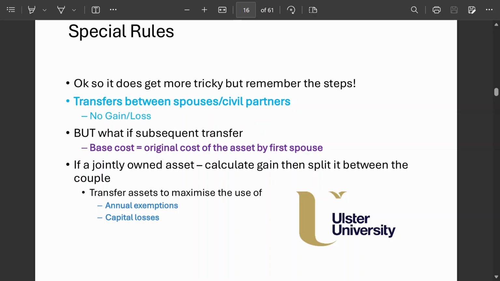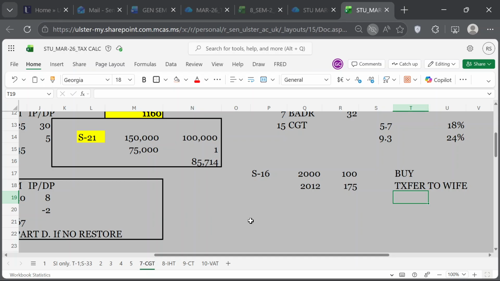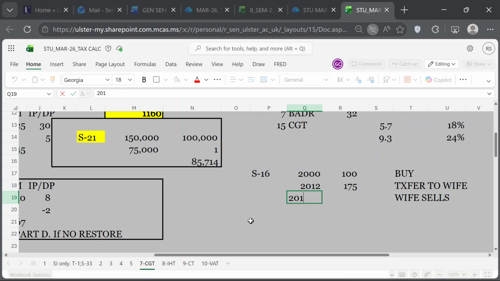Then what are we looking at later on? If there is a subsequent transfer, the wife sells, let's say in 2017. In 2017, the wife sells it for 245.